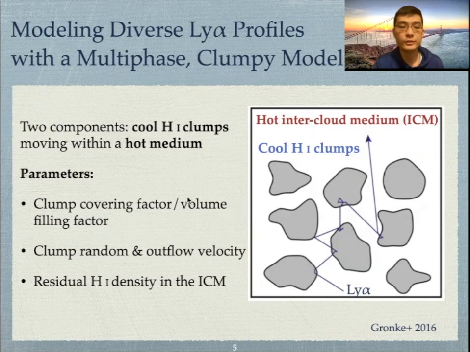And the most important parameters in our multiphase clumping model include the clump covering factor or the volume filling factor, which is basically the number of clumps per line of sight, and the clump random and outflow velocities, and also the residual HI densities in the ICM, which is responsible for the Lyman alpha absorption.